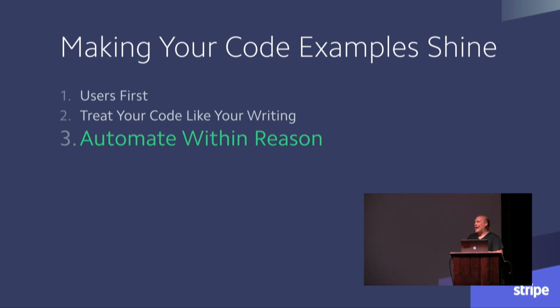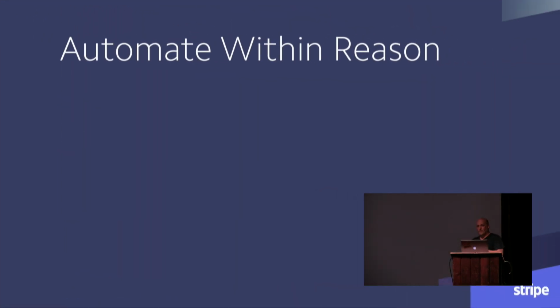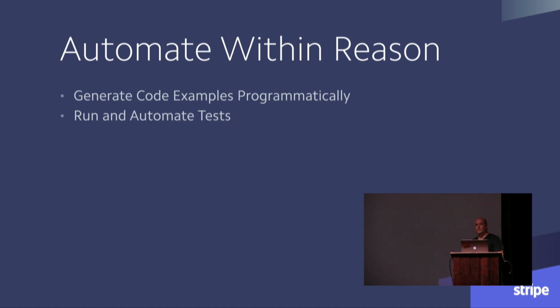This leaves a question of how in the world do you create and maintain hundreds upon hundreds of code examples in multiple programming languages? And how do you do that so that they have all those enhancements that you like and they are keeping with the style guide? Our solution at Stripe has been to automate that process, which is great, but I would recommend that you automate within reason. So this is going to come down to three things. Generate your code examples programmatically, run and automate your tests, and avoid pitfalls, which is where the within reason comes into play.